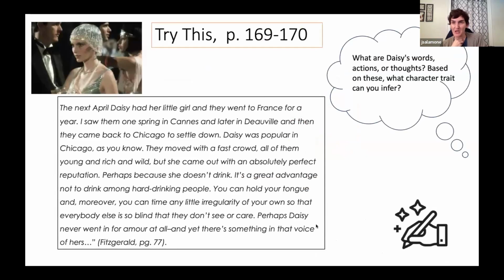So this is the book I am reading right now with my juniors, one of my favorites, The Great Gatsby. I feel like every time I read it, I uncover something new. So we're going to do another try this. Read this passage, and I want you to put two things in the chat. I want you to think about what are Daisy's words, actions, or thoughts? And based on these, what character traits can you infer? How would you describe Daisy?